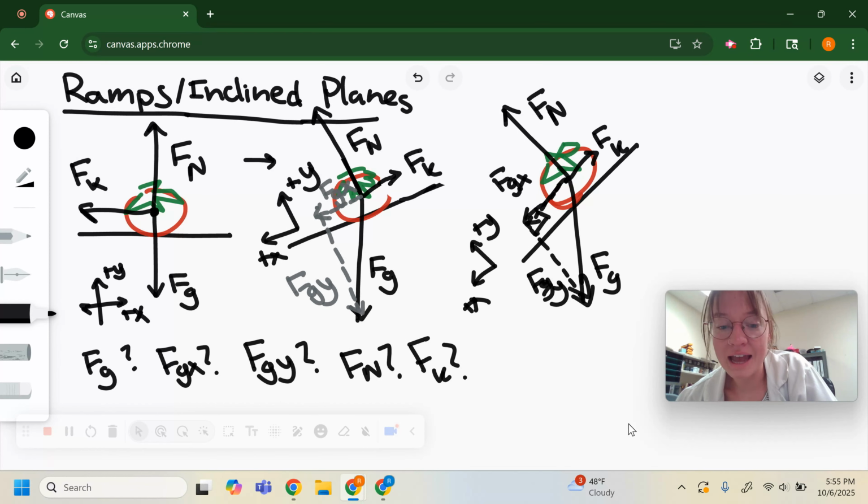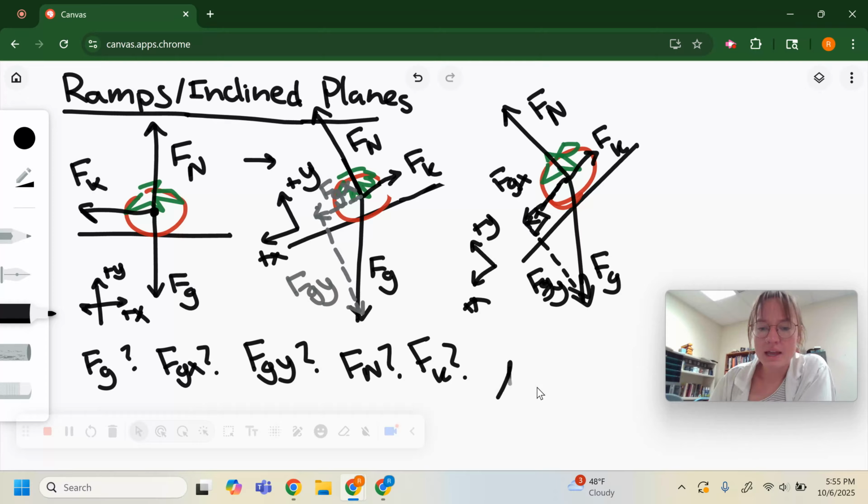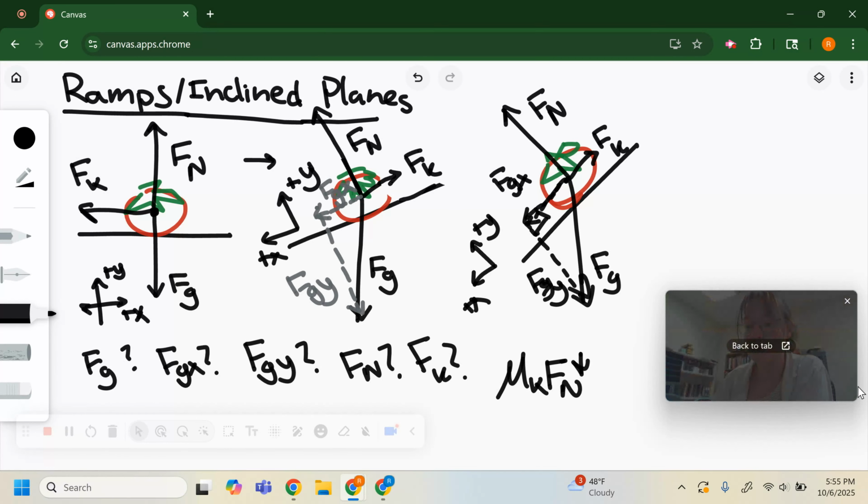And finally, Fk. This one is not as intuitive, but here's what you know: Fk is equal to mu k Fn. As these ramps are getting steeper and steeper, Fn is decreasing because the ramp doesn't have to overcome all of your weight, it just has to overcome Fgy, and Fgy is getting smaller and smaller, so the normal force is getting smaller and smaller. If the normal force is getting smaller, then the force of friction, Fk, is also getting smaller and smaller.